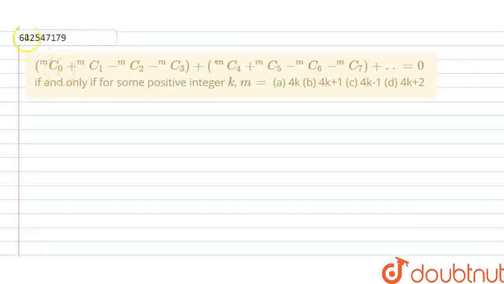So the question is: mC0 plus mC1 minus mC2 minus mC3 plus mC4 plus mC5 minus mC6 minus mC7. This series goes up to infinity and the value is equal to 0 if and only if, for some positive integer k, then what is the value of m? We are having 4 options. We have to calculate the answer and then take which of the following options is the correct option.